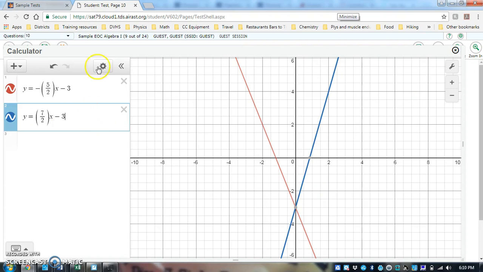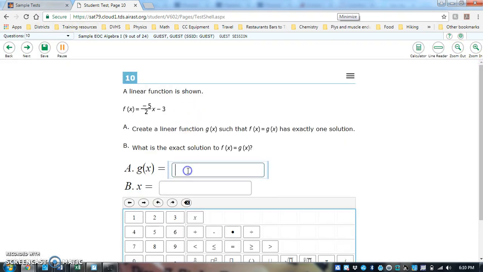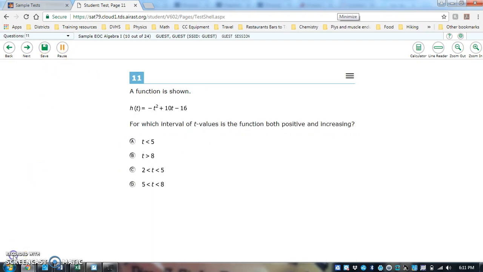It doesn't matter. So when we go back to our equation, we're just going to type in the very simple x minus 3. And then since they're intersecting at the y-intercept, our x value for every y-intercept is 0. And that's a pretty easy solution.